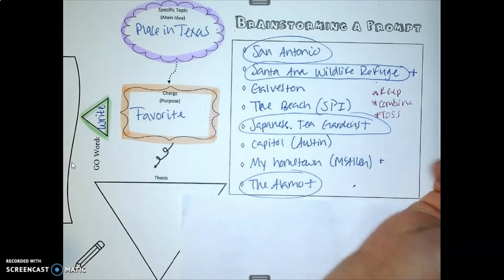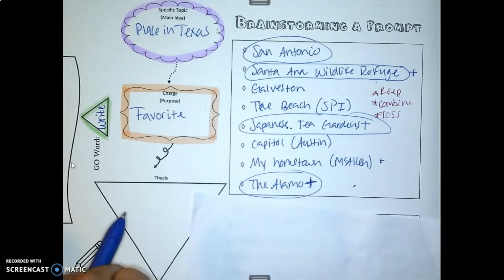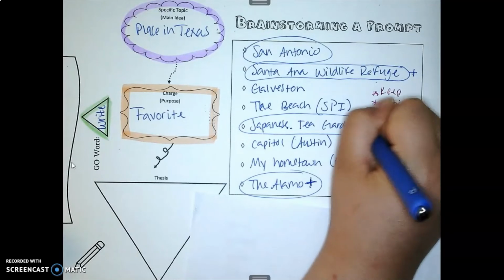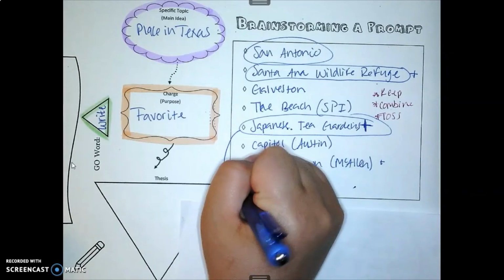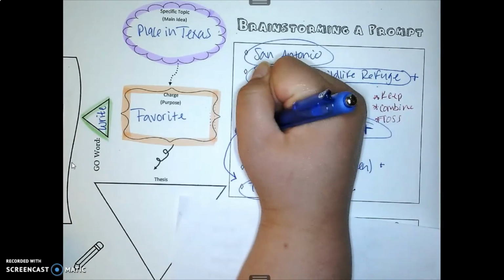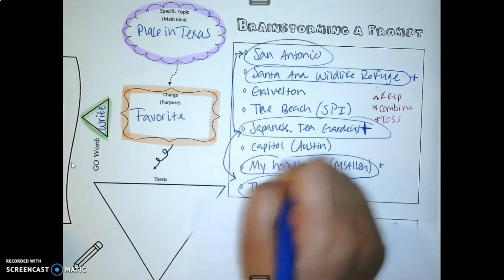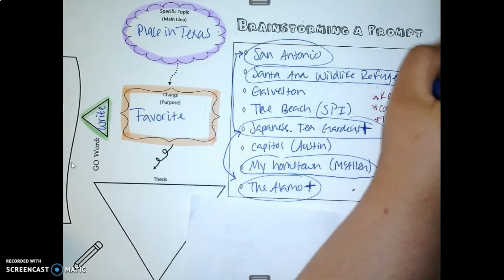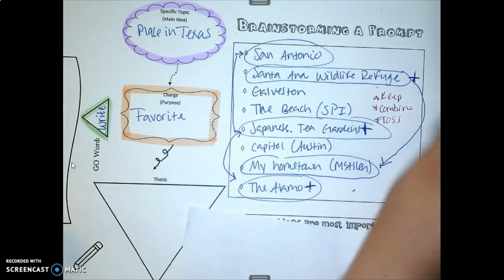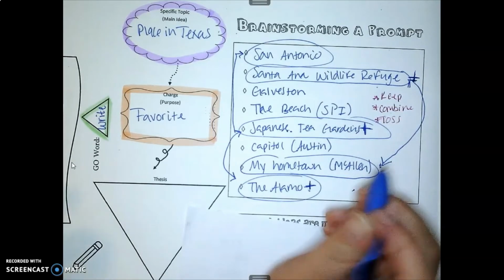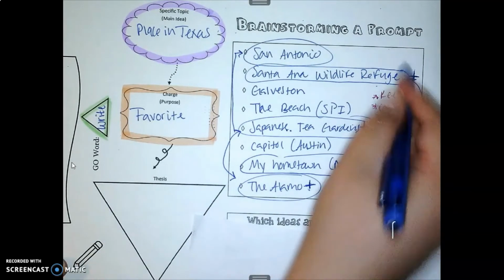But maybe I also want to combine some ideas. So the Alamo is in San Antonio, right? And the Japanese tea gardens are also in San Antonio. So these might be two supporting details that I can keep with my San Antonio topic, right? And now my hometown could be something I want to write about. And the wildlife refuge is here in my hometown. That could be a supporting detail for my topic. So I don't have to get rid of all of my ideas. I can combine some of them.